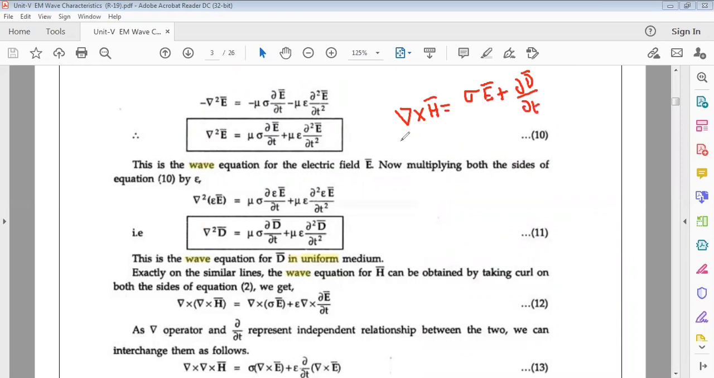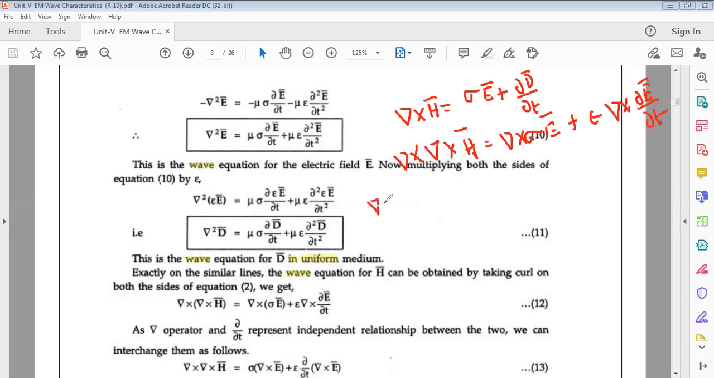Dou D bar by dou T. So take the cross on both sides, the curl function, del cross H bar is equal to, for the first function, del cross sigma into E bar plus the change of D bar as E bar, epsilon into del cross dou E bar by dou T.